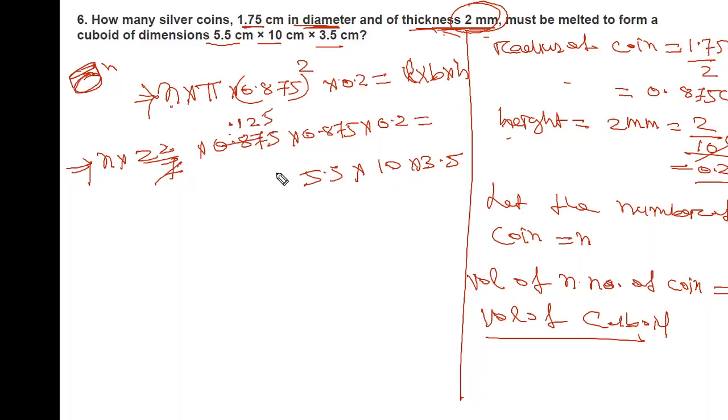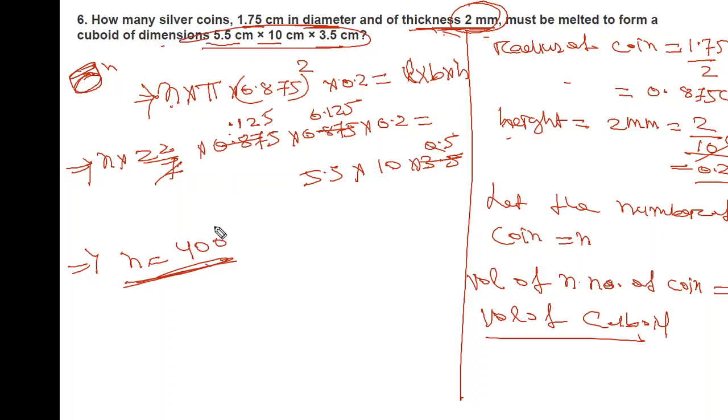Now you can cancel, okay, 7, 0.5, here you can cancel 7, 0.125. Okay, after cancellation you please cancel all of this. It will be equal to, n will be equal to 400. I am not cancelling it here. So n will be equal to 400. So how many coins do you require to make a cuboid with this dimension? 400 coins. Okay, so this is the solution.